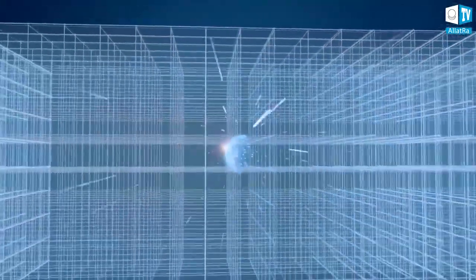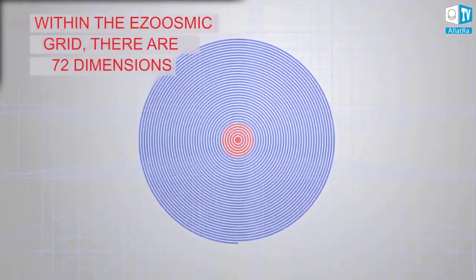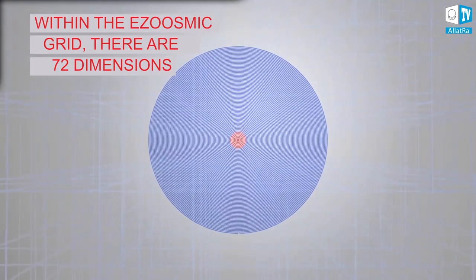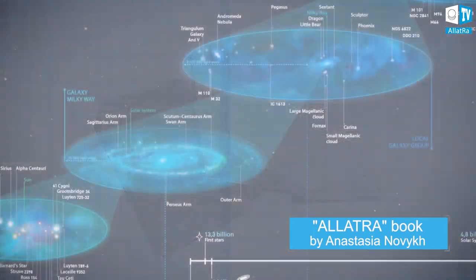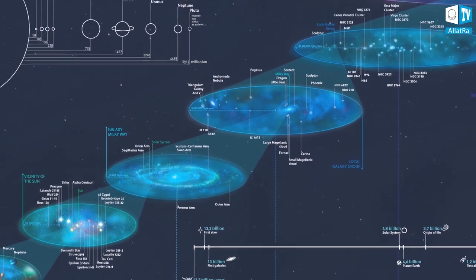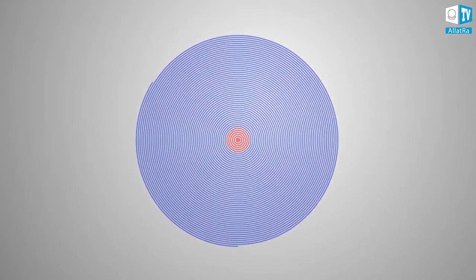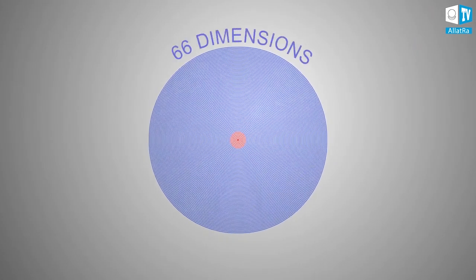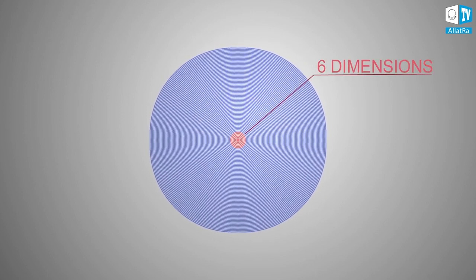The ability of the material universe to expand is limited by the size of the Ezoosmic grid. Within the Ezoosmic grid, there are 72 dimensions. For more information about 72 dimensions, please refer to the book ALLATRA. Everything that is called by modern science the material universe exists only within the first 6 dimensions, and the other 66, in essence, are controlling superstructures which restrain the material world within a certain constraining framework, 6 dimensions.